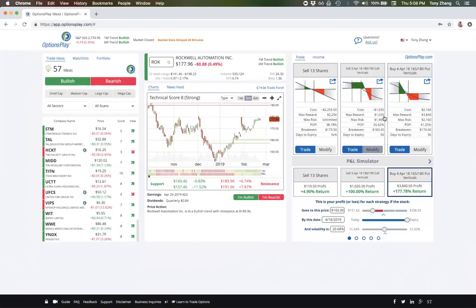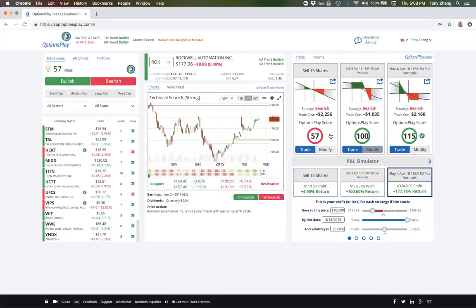So these are all numbers that you have to crunch in order to really understand the true risk reward of each strategy. So that's why we created the Options Play score, to calculate the true risk reward of each strategy so that you can actually compare them side by side. And it's color coded for you so that it's easy to remember. Red means that you have poor risk reward on the strategy, green means good risk reward, and yellow means average.